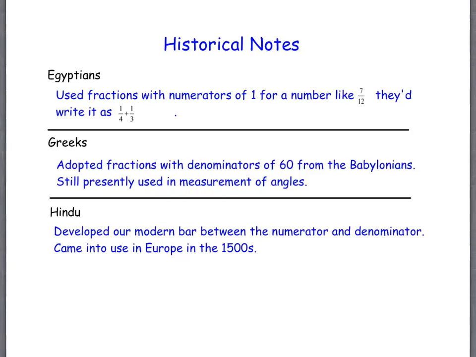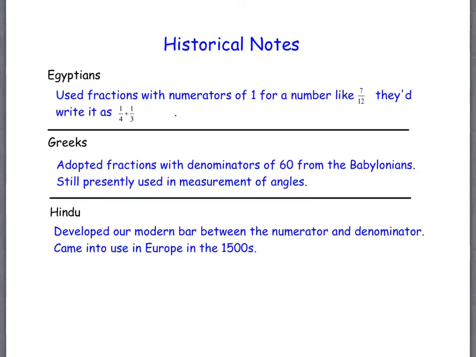All right, some historical thoughts or some historical features. Fractions have been used for a very, very long time. Egyptians used fractions. Their fractions had numerators of 1, which means that they would have never written 7/12 like we had in our last example. Instead of writing 7/12, they would have written it as 1/4 plus 1/3. There's some nice kind of feel to that. All the numerators are 1. That's kind of nice. But I'm not particularly excited about the fact that I have 1/4 plus 1/3 and talking about adding those together in sort of a visual way.